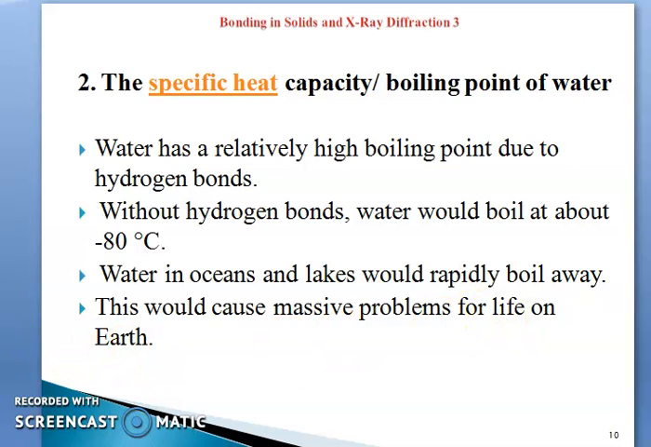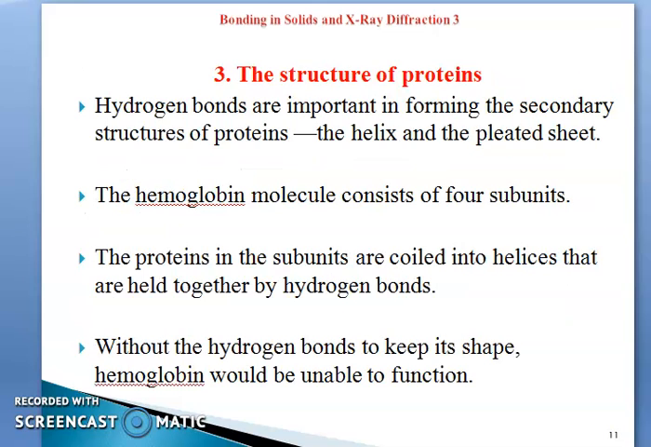One more example is there. Third is the structure of proteins. This is again a biological example. Hydrogen bonds are important in forming secondary structures of proteins, the helix and the pleated sheets. The hemoglobin molecule consists of 4 subunits. The proteins in the subunits are coiled into helices that are held together by hydrogen bonds.